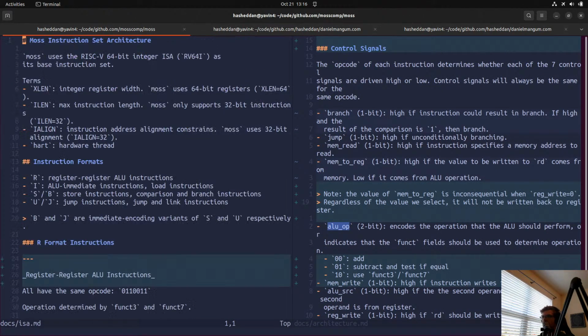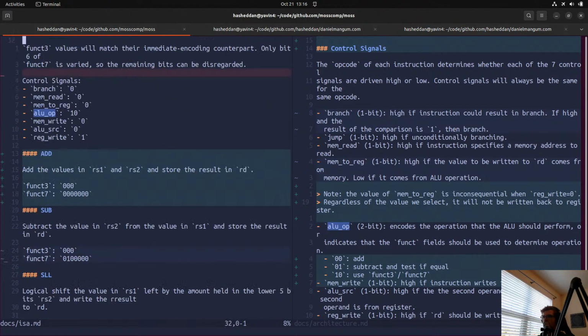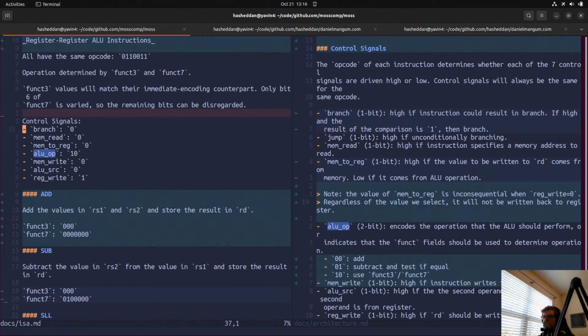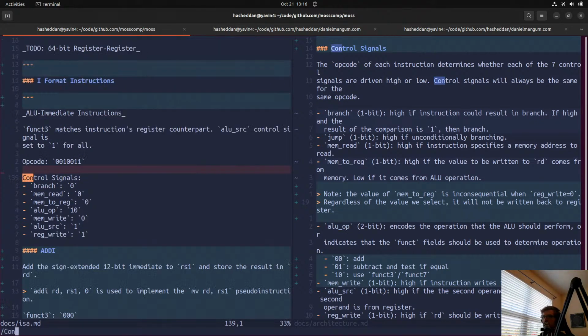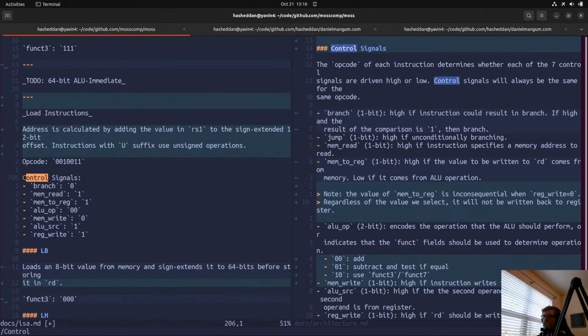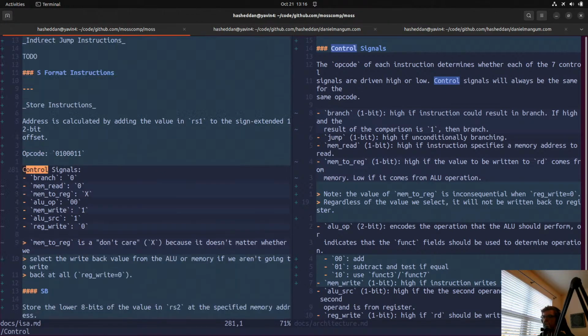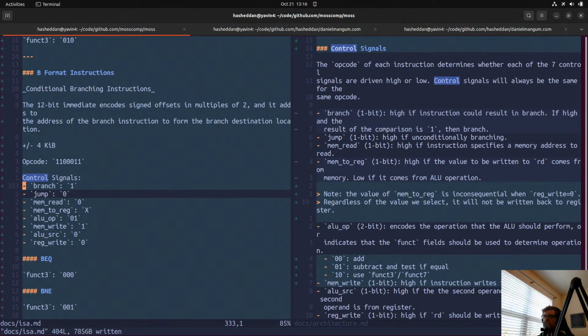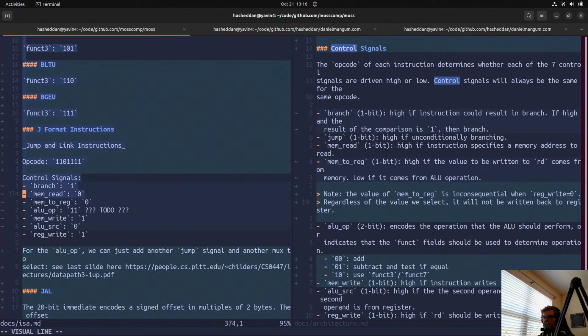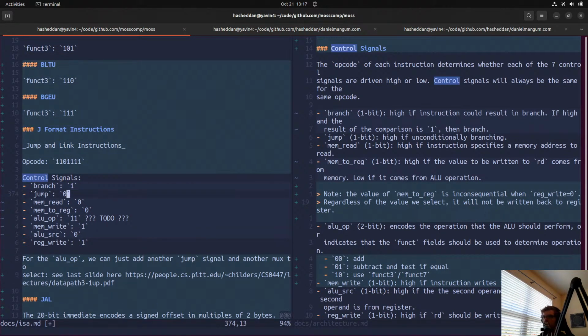So let me jump back over to the ISA, and let's just add that into all of these. So these are all going to be jump 0 for register ALU, and let's just find all the control signals. ALU immediates, still jump 0, and load instructions, jump 0, store instructions, jump is 0, B format, conditional branching instructions, jump is 0, right? We're only going to branch based on the branch signal and the output from the ALU. J format instructions for jump and link, we want jump to be high.